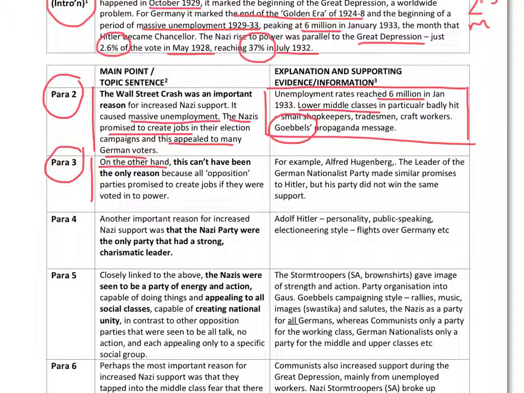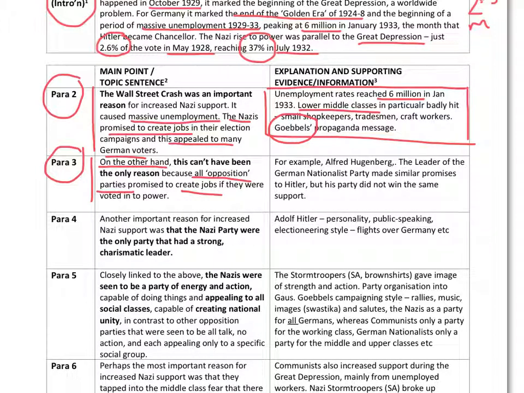You're now going to say, actually, it can't have been the only reason. Okay, and the point you're making here is a very, very powerful one. All the opposition parties, there were other parties that were campaigning for power in the elections. They all made the same promise. They all promised to create jobs. A bit like we have an election at the moment. All the parties are giving the same messages to get votes.